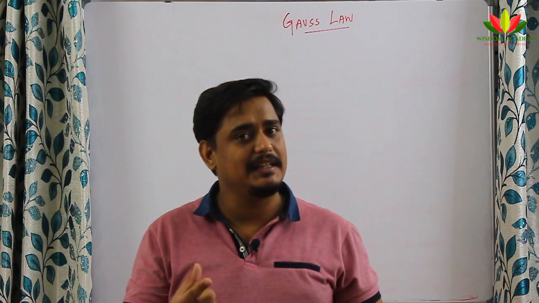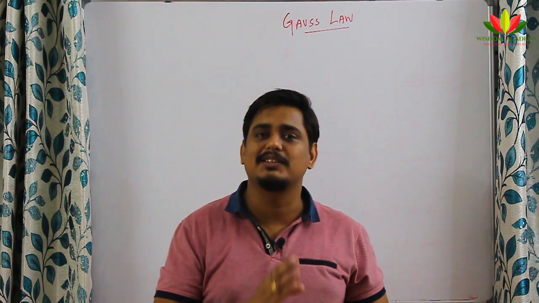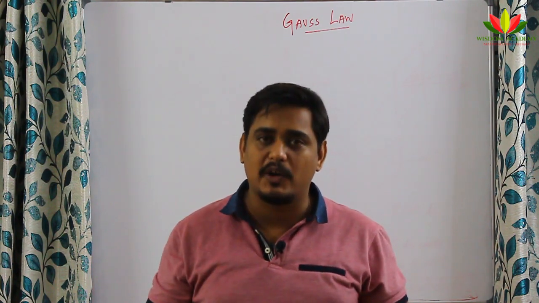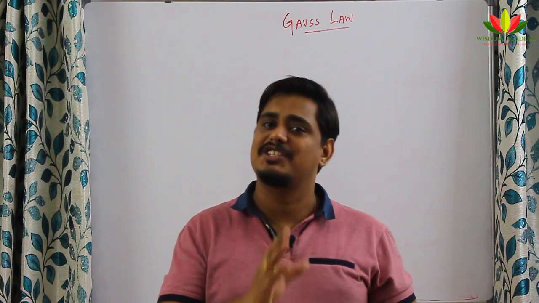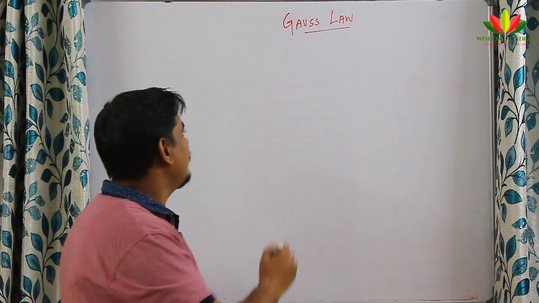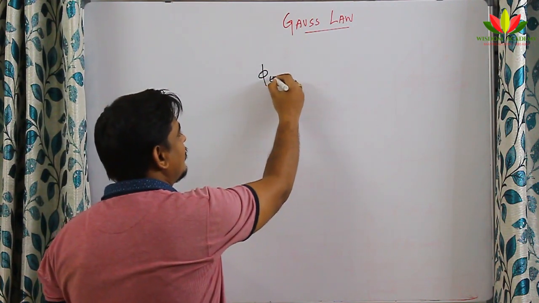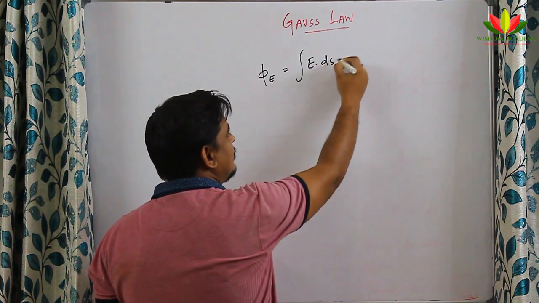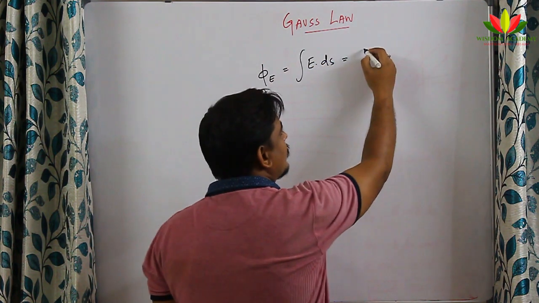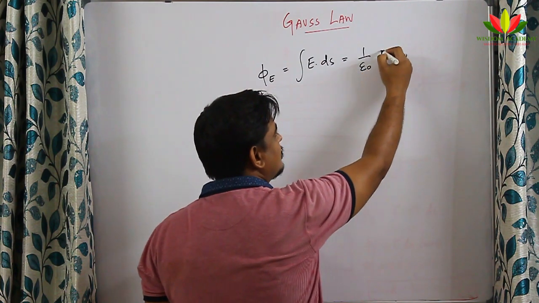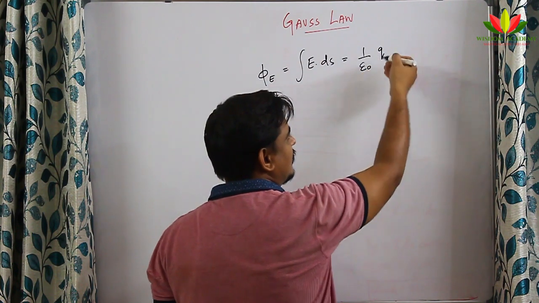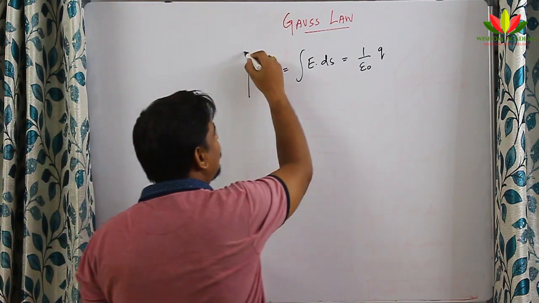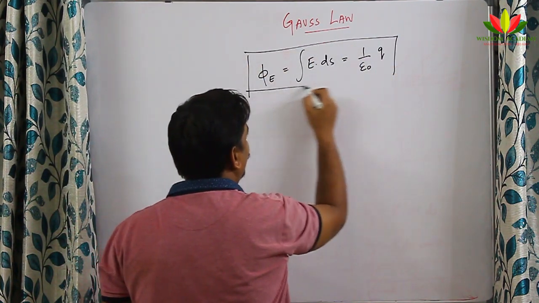I will repeat once again. Total flux passing through any enclosed surface is 1 by epsilon naught times the net charge enclosed. If I write it mathematically, electric flux phi is equal to the integration of E dot ds, and that is equal to 1 by epsilon naught times the charge enclosed. Suppose the charge enclosed is q, so it is q by epsilon naught, right? This was the mathematical expression of Gauss law.